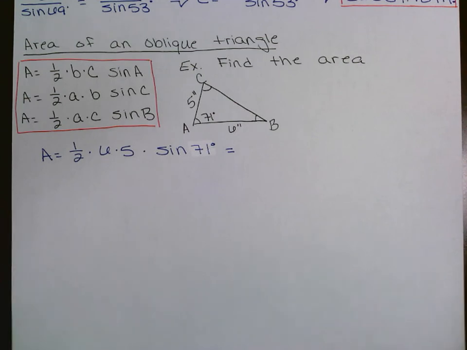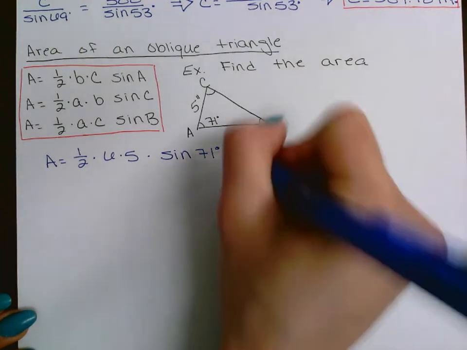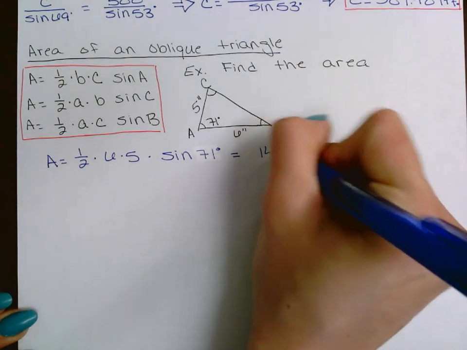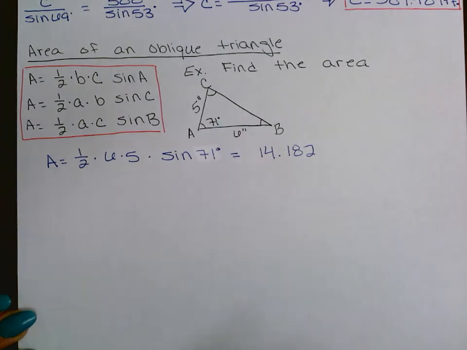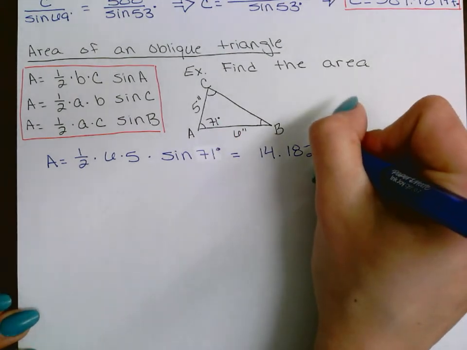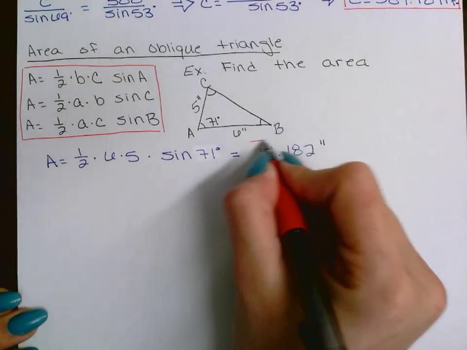And you can go ahead and plug that straight into your calculator. And what do you guys get when you plug that into your calculator? Beautiful. 14.182. And then those two little marks next to my 6 and 5, what does that mean? Inches. So you can put the two little marks again, or you can write the word inches. And that is it.